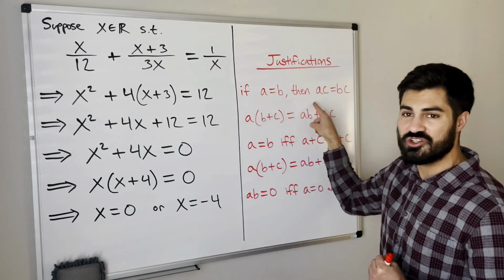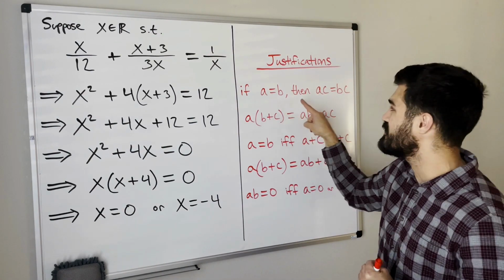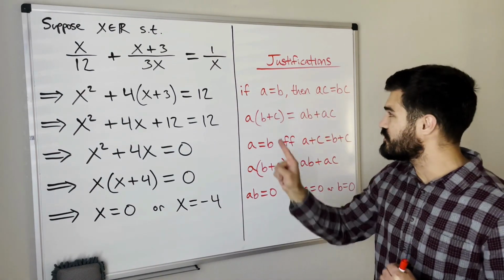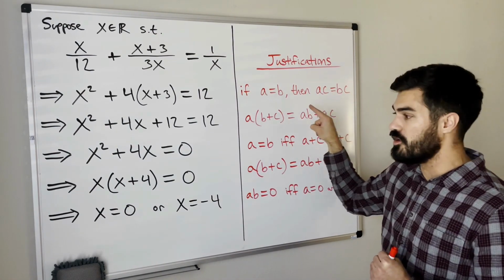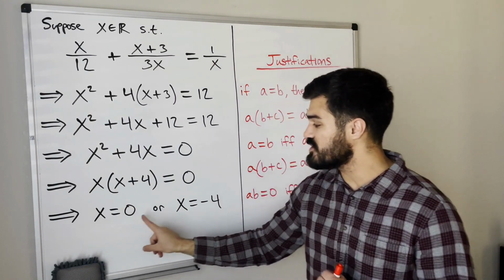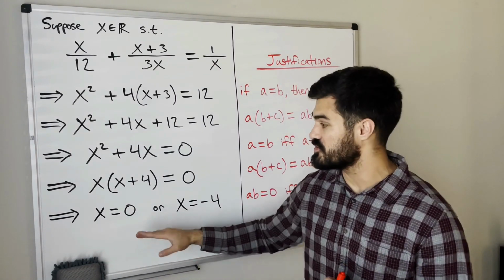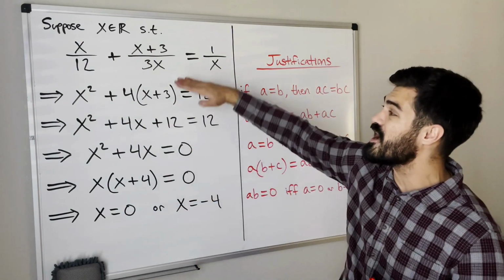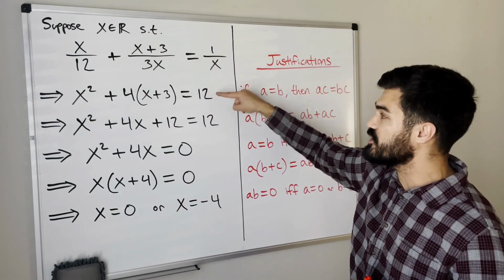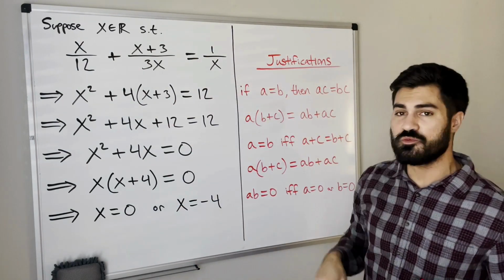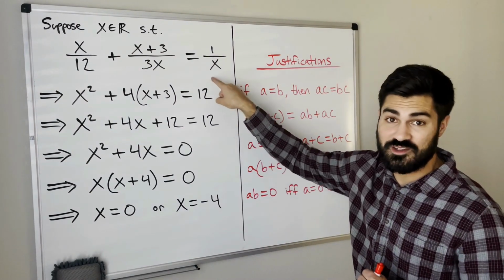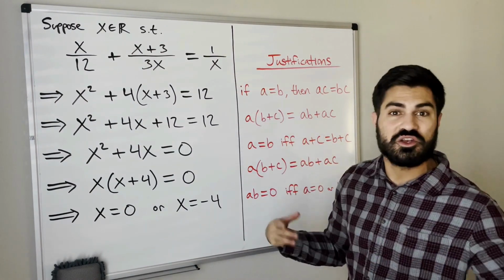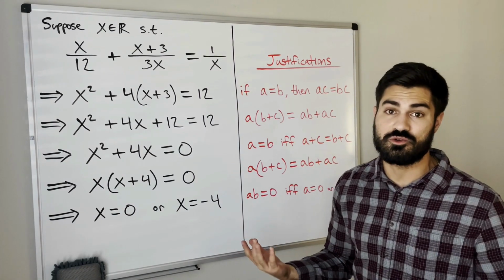This justification does not go both ways. It is not an if and only if. That's only true under the condition that C is non-zero. But x being 0 is one of our assumptions, right? So if we were to assume this and work backwards, we're going to run into a problem, because from here to here, we are multiplying by 1 over 12x. And if x is 0, that's undefined, and that doesn't make any sense to do, right?